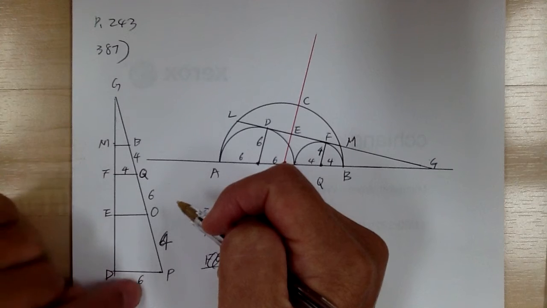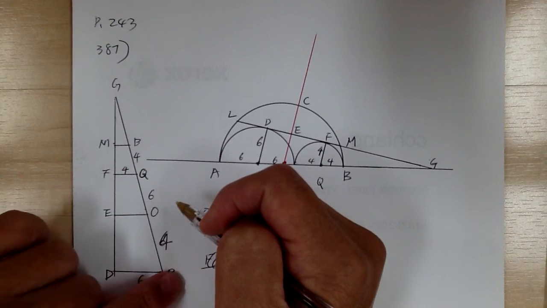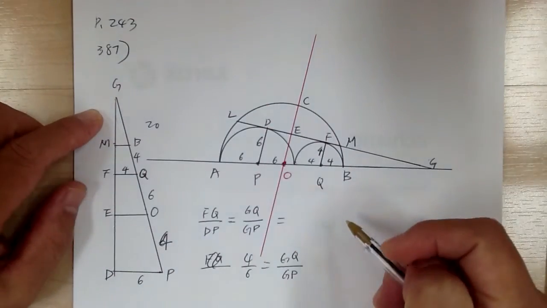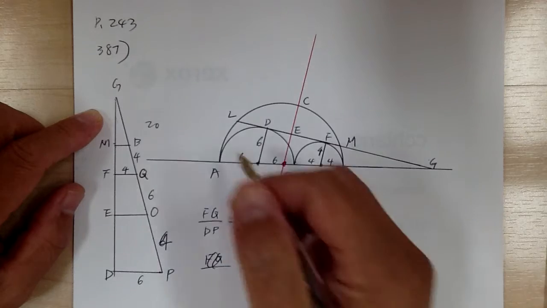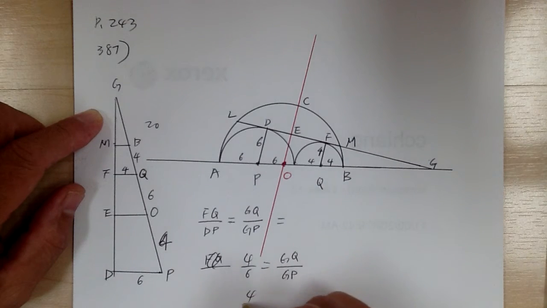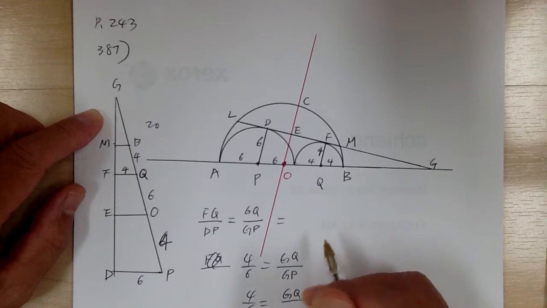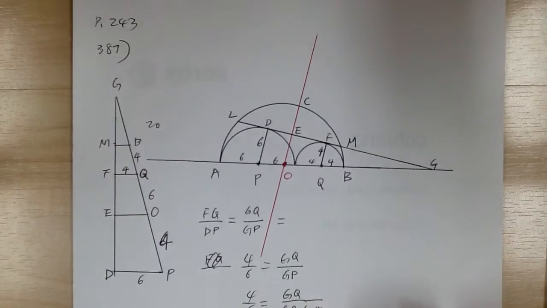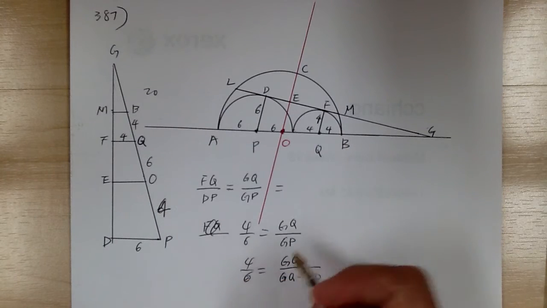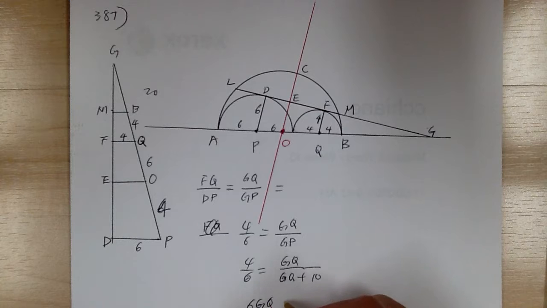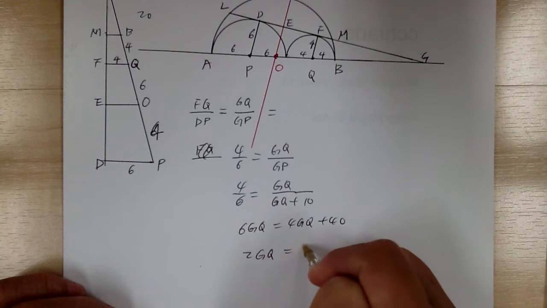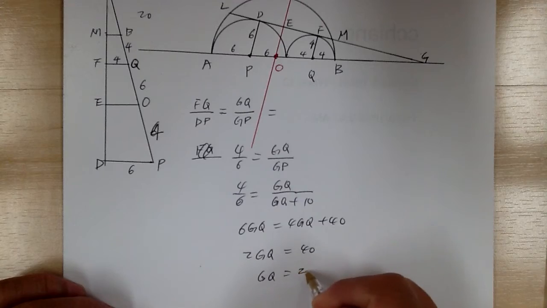So from 6 to 4, you're dropping the 2. So if you go down by 2, this is 10. So from here to O is 4. So this would be a 20. Okay? Or you can just go and call it X. So this would be, so 4 over 6 equal to GQ over GQ plus 10. Okay? Then you can cross multiply. So you got 6GQ equal to 4GQ plus 40. And then you subtract, so you got 2GQ equal to 40. So GQ equal to 20.